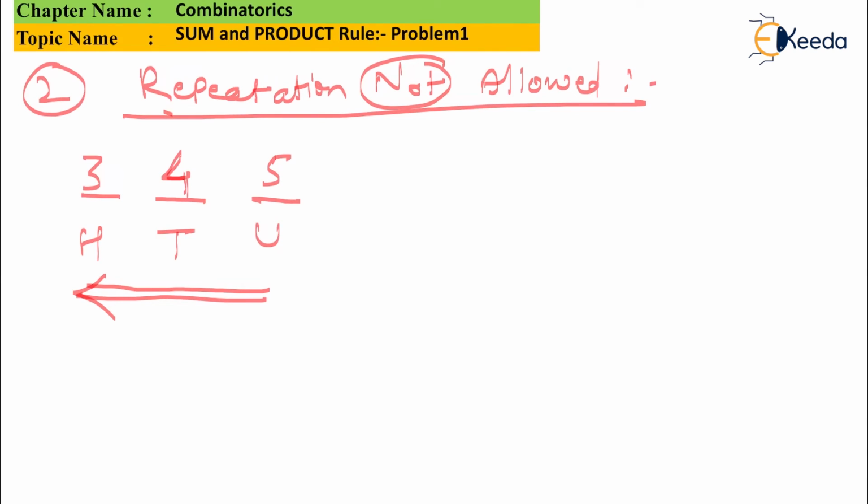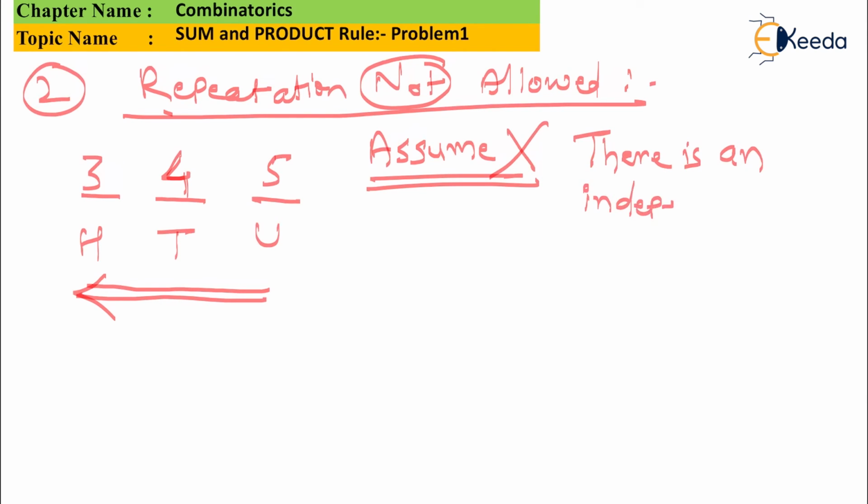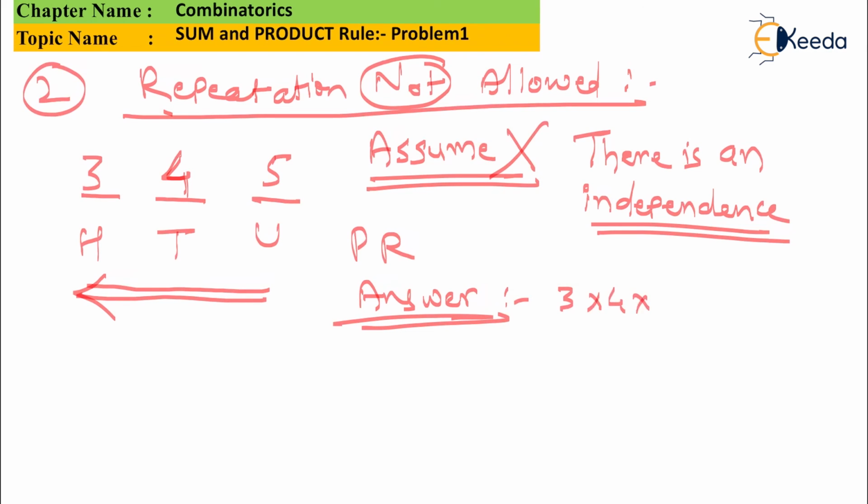So how do you mix these 3 numbers? It seems that the choices that you have selected really matter to the other, but it doesn't really. So again here, you don't need to assume independence. There is an independence. So we will also do the detailed analysis of this, why there is an independence. So basically there is an independence, so it implies product rule. So the answer is 3 into 4 into 5, which is nothing but 60.